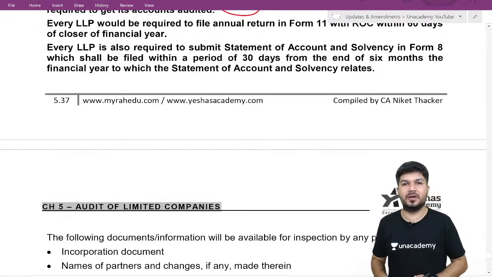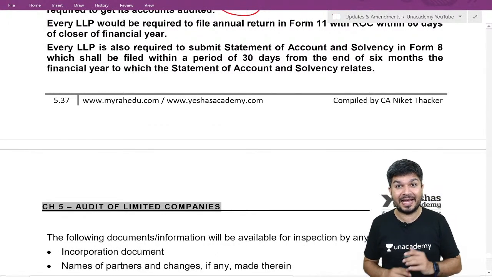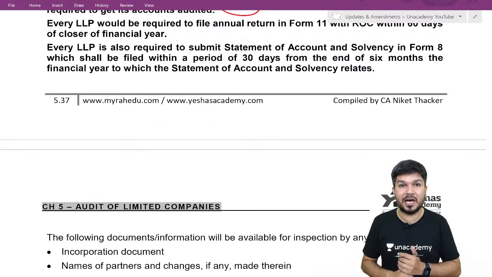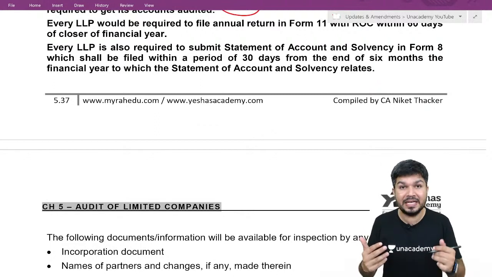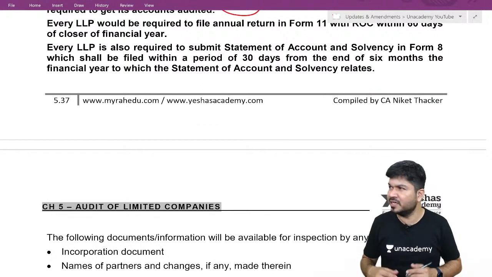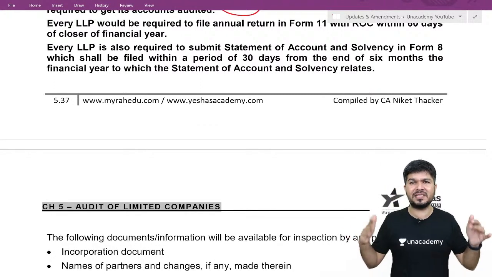Plus, LLPs are required to file annual return in Form number 11 with ROC within 60 days from the closure of the financial year. Financial year ends on 31st March, 60 days.